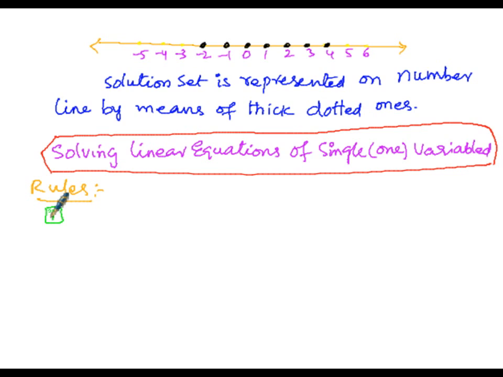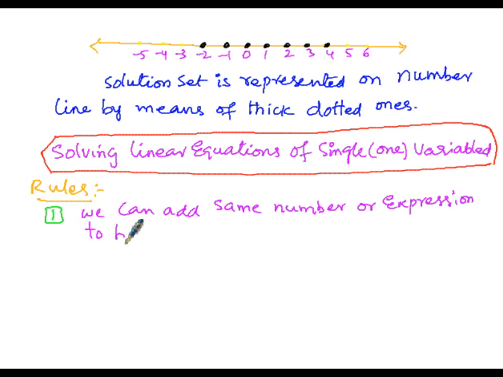The first rule: we can add the same number or the same expression to both sides of the inequality. Then the second rule: even we can subtract.